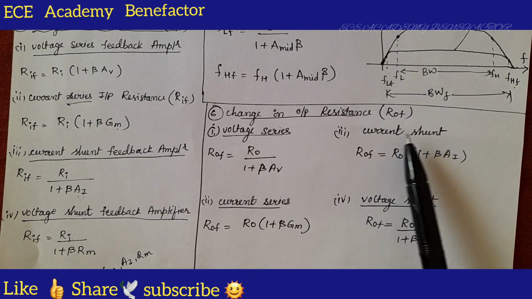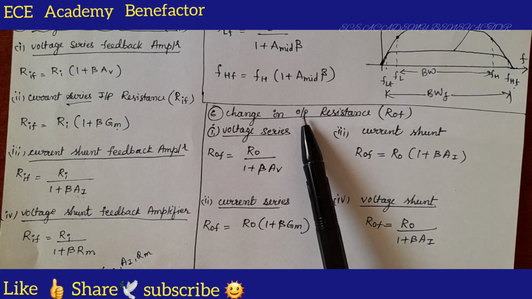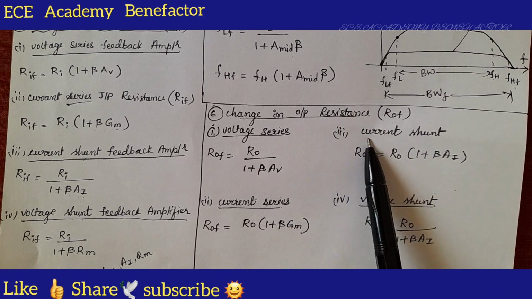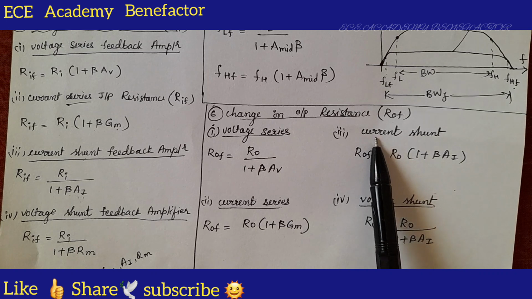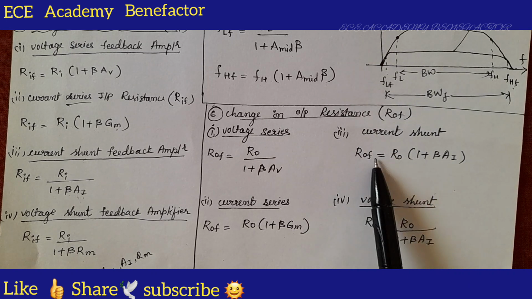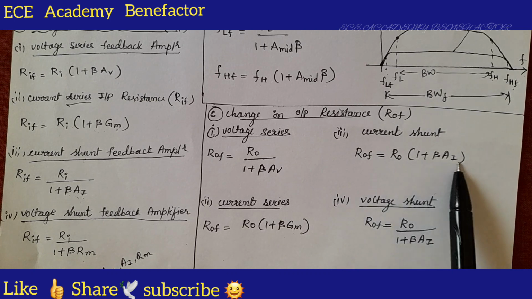Current shunt, current sampling. The first word tells about output. We are talking about output resistance. So we need to see the first word, output. Current. Current sampling means series connection. Series means increased. Output resistance will be increased. So ROF is equal to R0 times 1 plus beta AI.